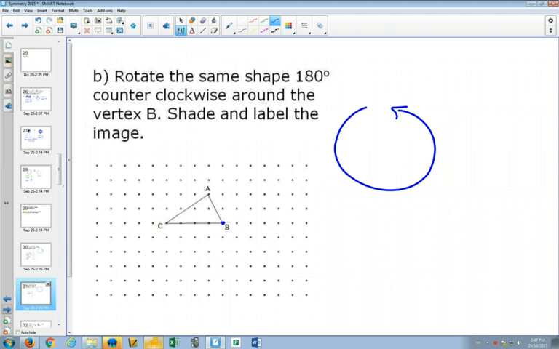I probably just did this one. Yeah, but now we're going counterclockwise. If you took the blue line from B to C and rotated it counterclockwise, it would end up there, and C with a little dash would end that way. If you took this line and rotated it 180 degrees, it would end right here, and this would be A prime, and finally this line rotated 180 degrees would end right there. 180 degrees counterclockwise.